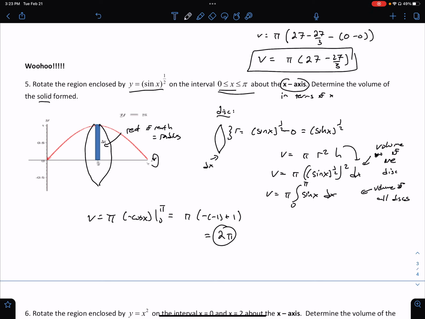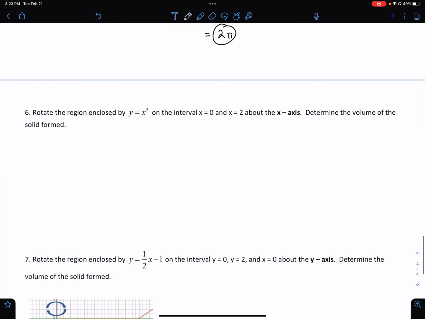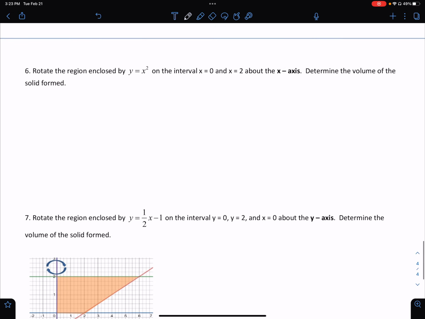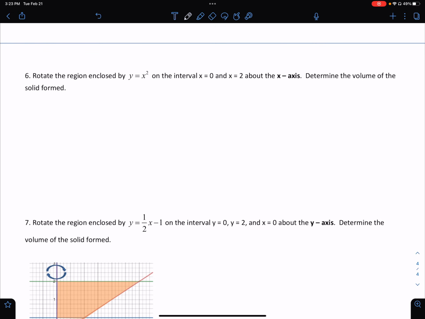Very easy to do. All right, so I want you guys to try a couple here. Try a couple, 6, 7, and 8. Number 6, right here. And I'm going to go ahead and work these as well. We want to rotate the region enclosed by the parabola y equals x squared on the interval 0 to 2 about the x-axis. So again, this is going to be in terms of x, right here. So in other words, it's going to be vertical for us. Determine the volume of the solid formed.